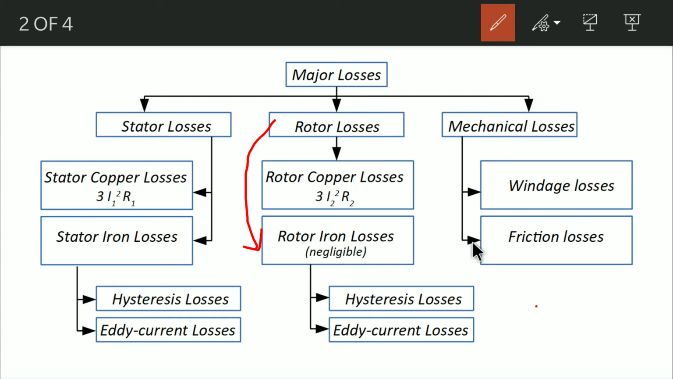Then next are the friction losses. These losses happen at the bearings where there is a continuous rub between the stationary and rotating parts. These losses can be minimized by using good quality bearings and lubricating them properly. So these are the losses happening in the motor, and we have studied how to minimize these losses.